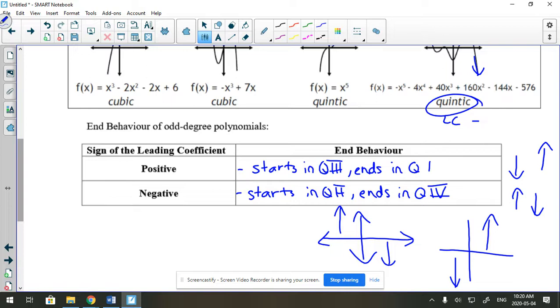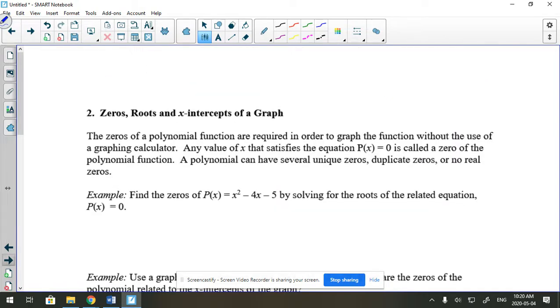So a couple other things we're going to talk about. That's all end behaviors. So you can refer to your notes. Sometimes it's a little tricky to remember those or memorize them. Next, we're going to talk about zeros, roots, and x-intercepts of a graph.